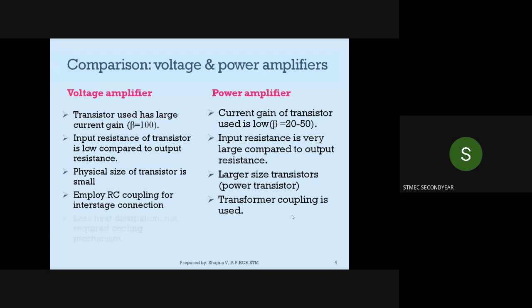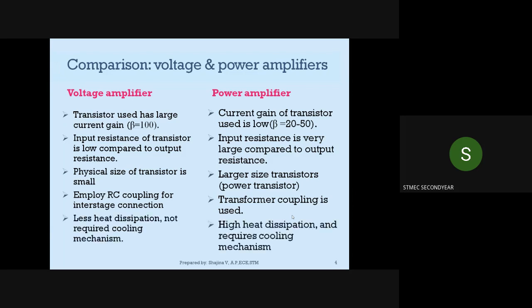That is the introduction. One more thing, heat dissipation. Less heat dissipation does not require any cooling mechanism, that is in the case of a normal transistor. But for a power amplifier, that is a power transistor, there is high heat dissipation and it requires a cooling mechanism. Actually, with the cooling mechanism incorporated, the size becomes large. So those are the differences between a normal voltage amplifier and a power amplifier.